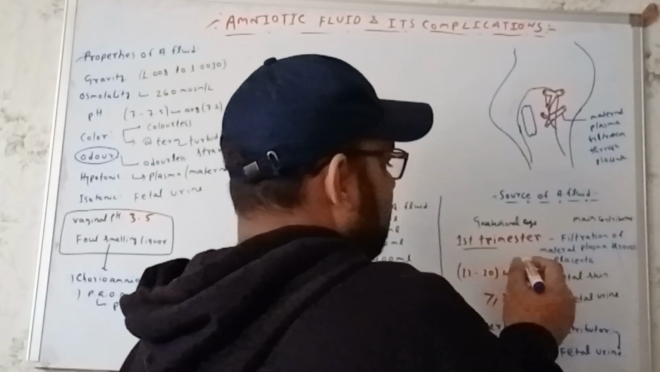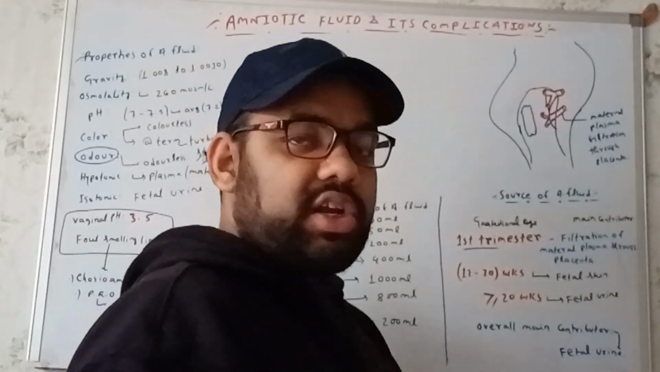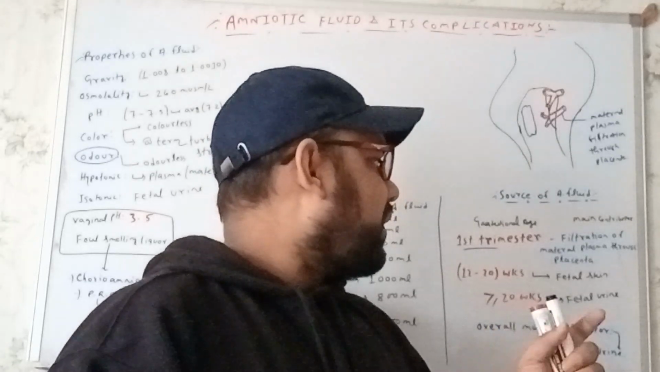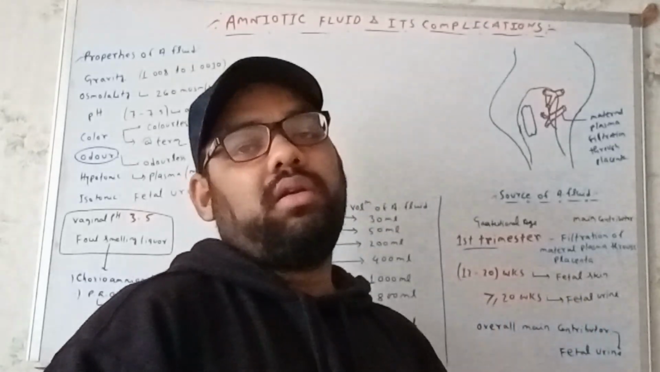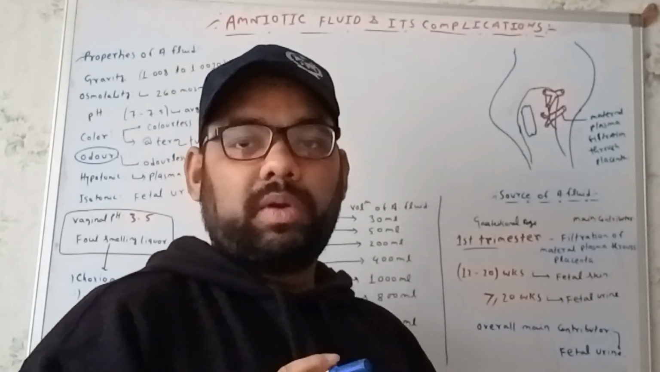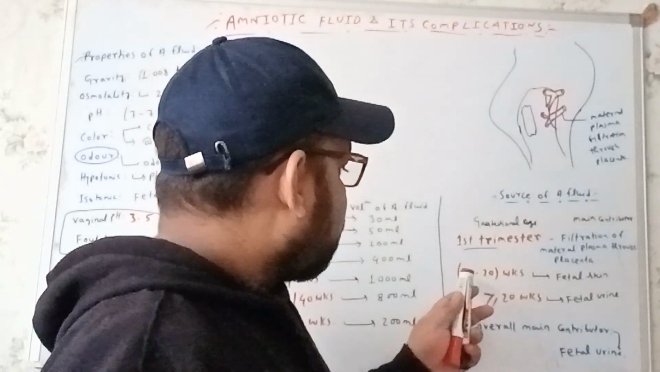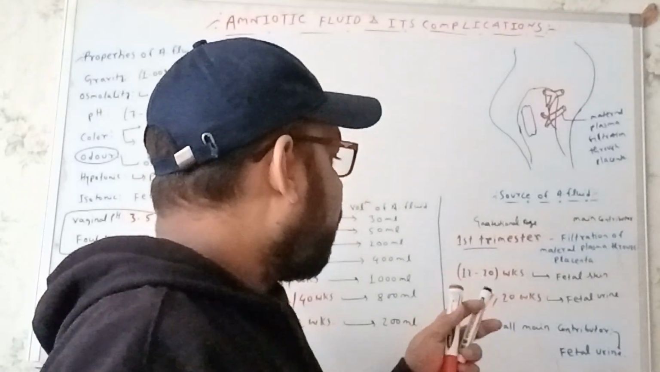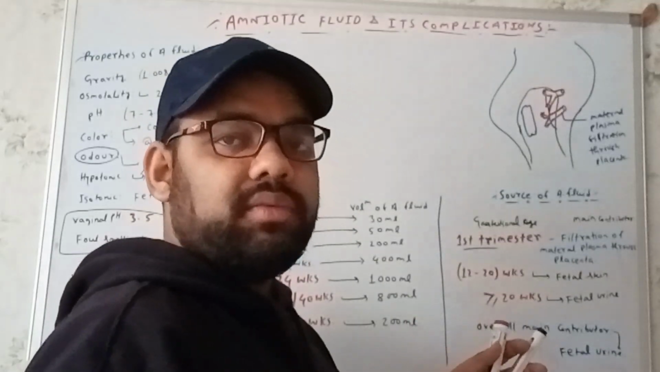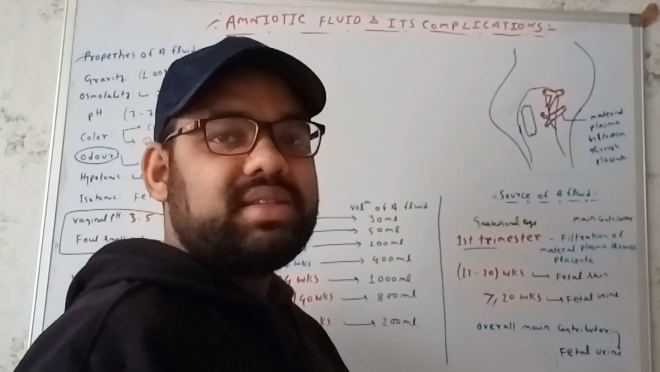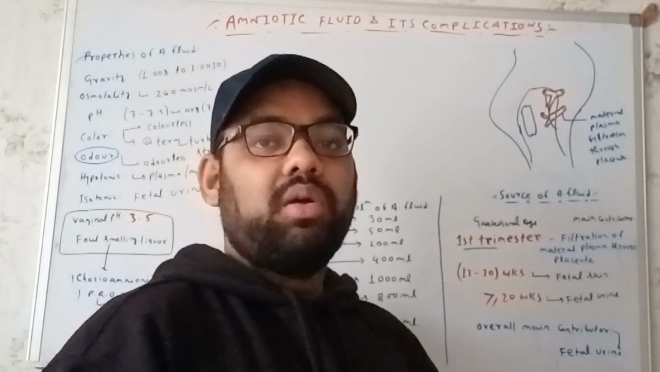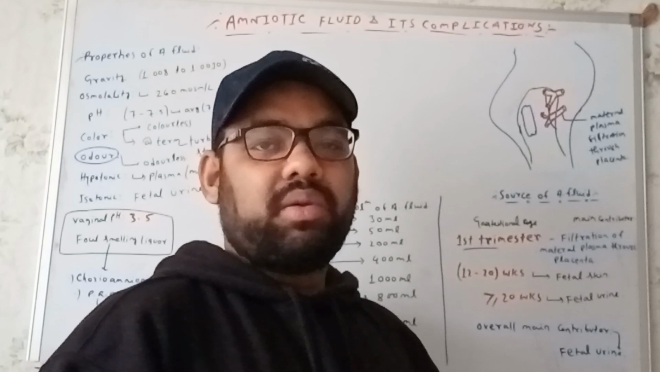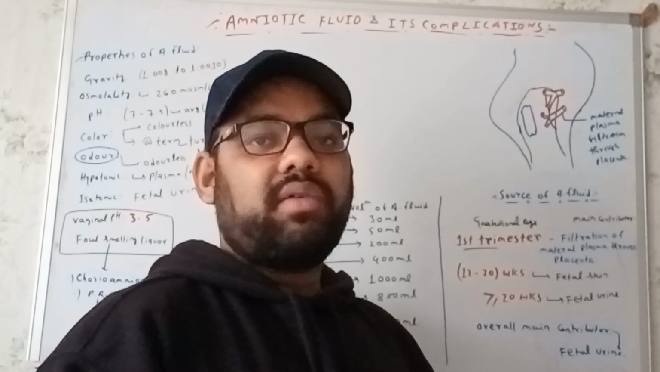So what did I say? In the first trimester, the amniotic fluid will be from the filtration of maternal plasma through the placenta, right? Now see, from 12 to 20 weeks, the amniotic fluid will be from where? From the fetal skin. So the fetal skin has one of the important roles in contributing to the amniotic fluid.